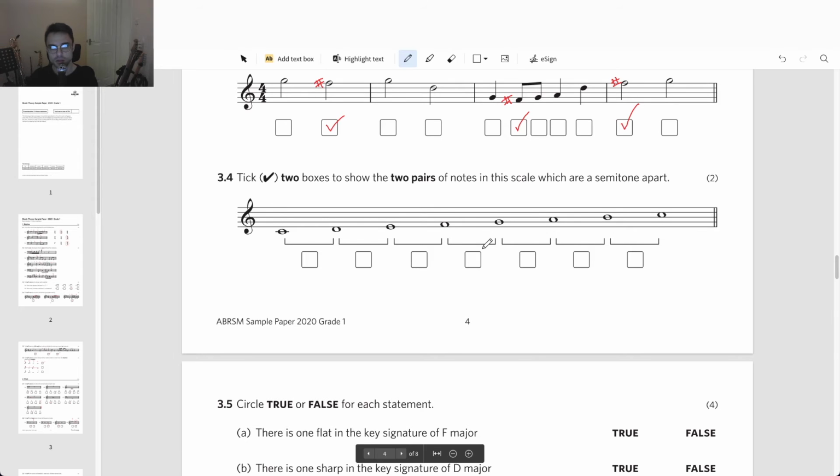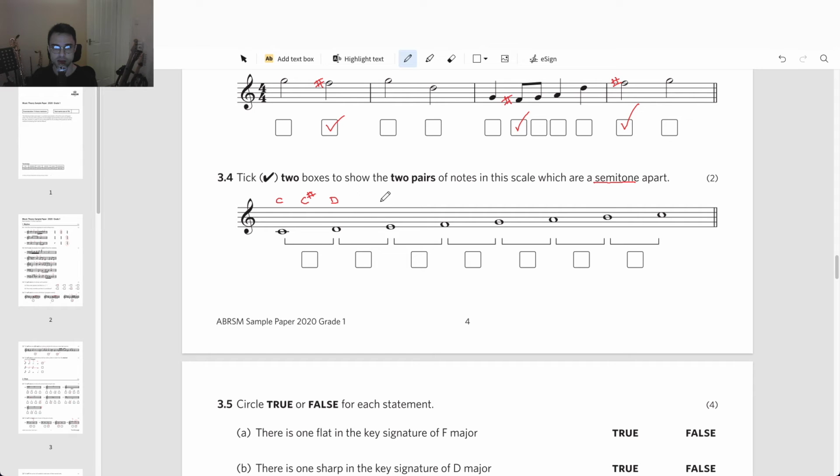Question 3.4: Tick 2 boxes to show the 2 pairs of notes in this scale which are a semitone apart. Alright, so what's a semitone? It's the smallest distance between 2 notes. So C to D. Let's write the names of the notes above here. C to D. Is this a semitone apart? Is there a note that we can put in between these 2 notes? Yes, there is. We can put C sharp in between them.